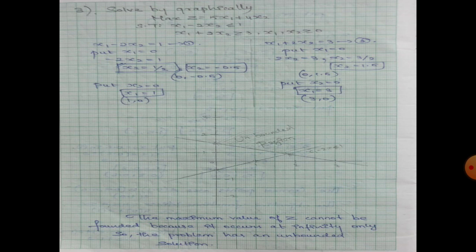It should be definitely infinity. That's why we have to write like this: the maximum value of z cannot be found because it occurs at infinity only. So the problem has an unbounded solution. If there is no common portion, it means there is no feasible solution. Here we have a common portion but the end point we can't find because the problem is maximization. So you have to write the conclusion like this.